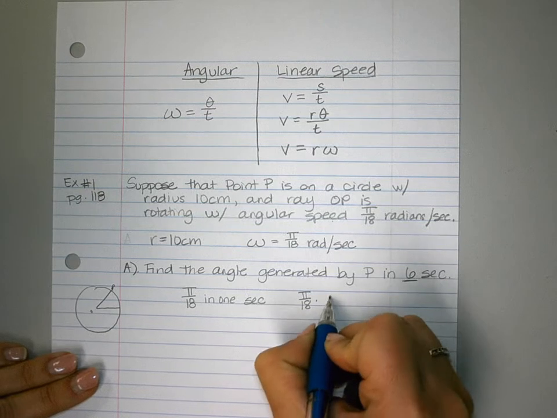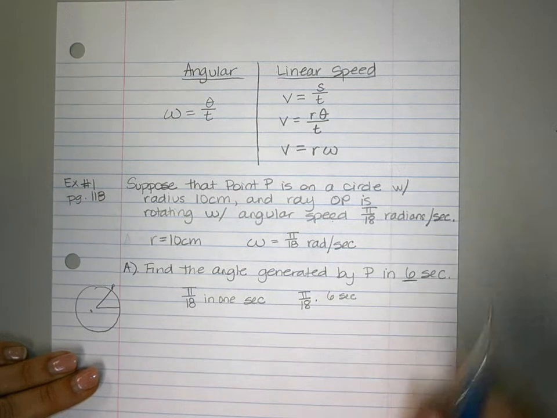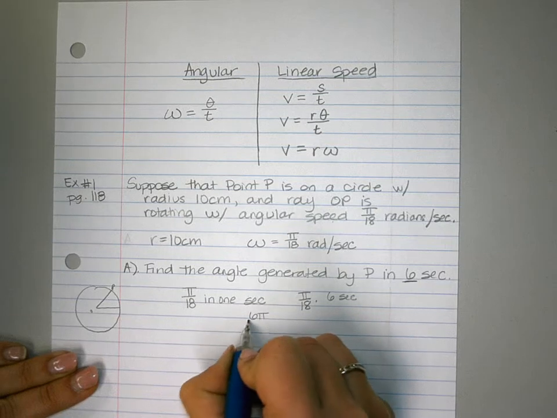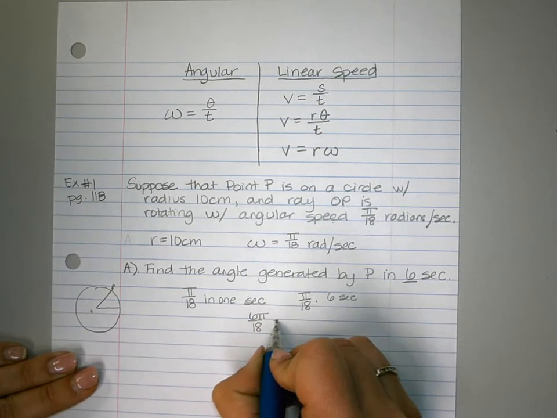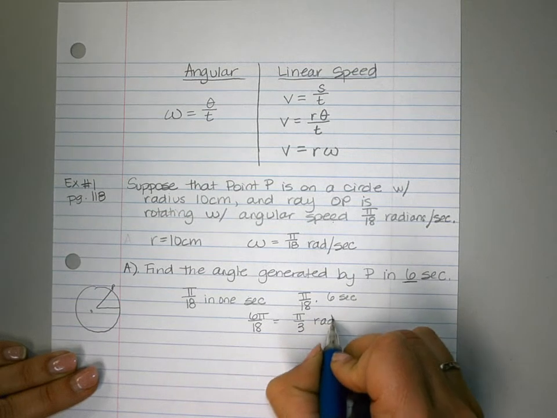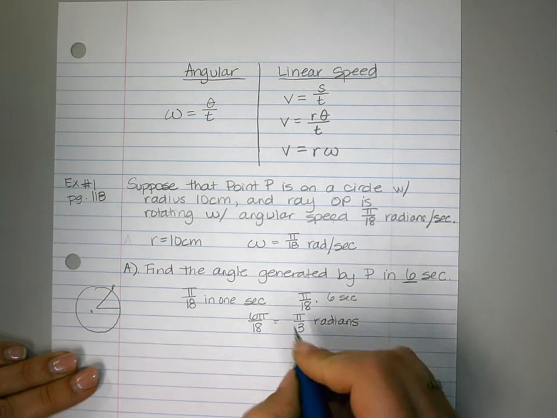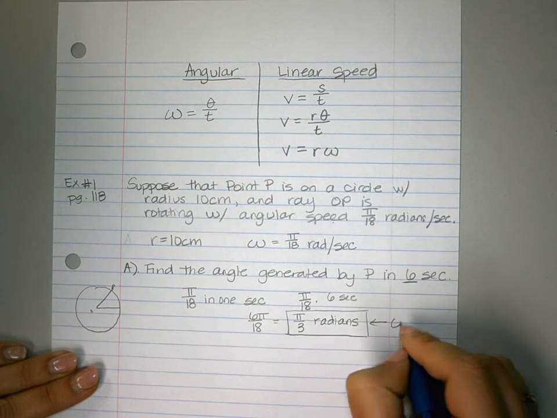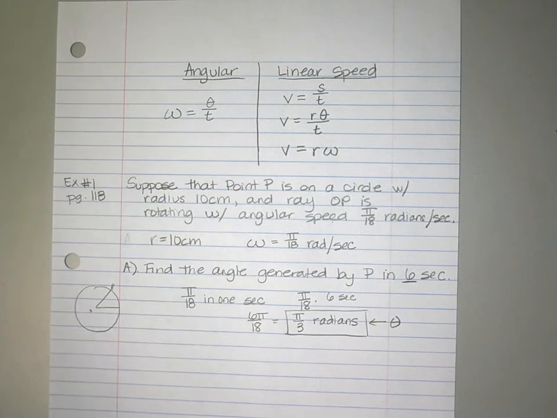I want to know what's happening in 6 seconds. So we end up, let's simplify, with 6 pi over 18. This can be reduced to what, pi over 3? So in 6 seconds, our theta, our angle generated, is pi over 3. So we're looking at a 60-degree angle in 6 seconds. Okay, not too scary so far, I'm hoping.